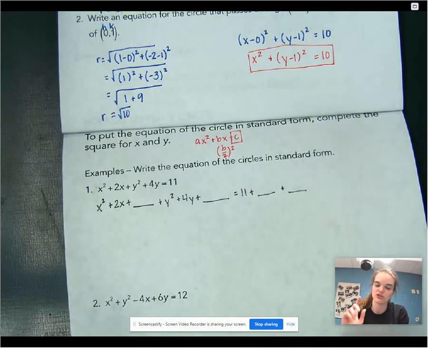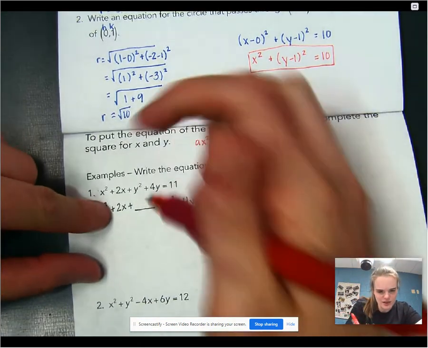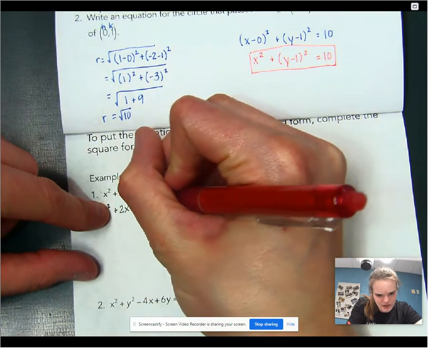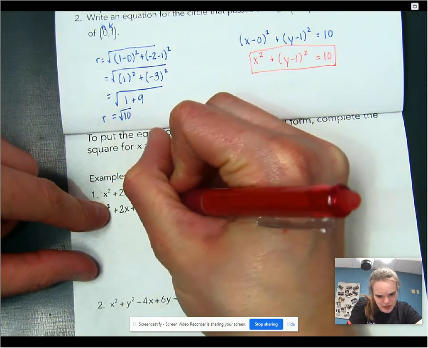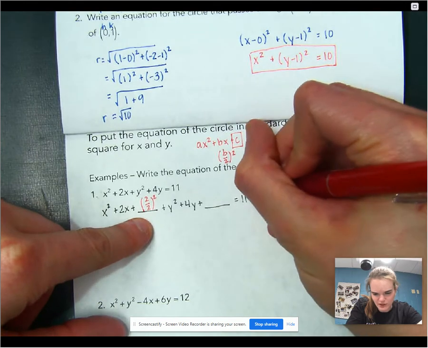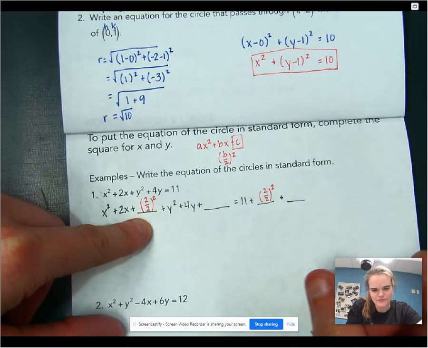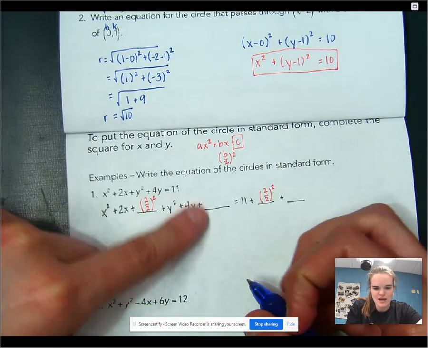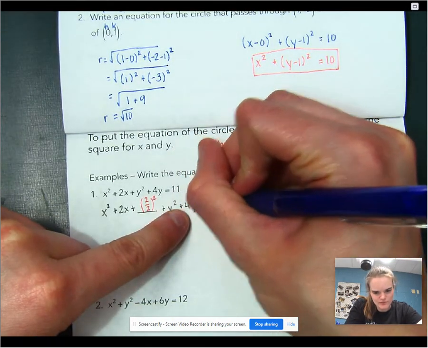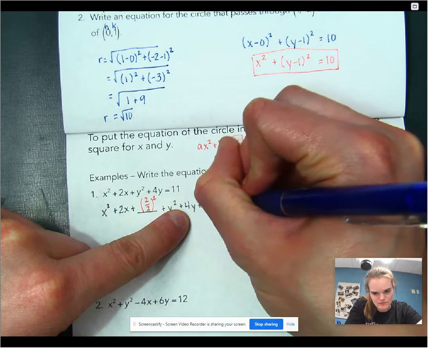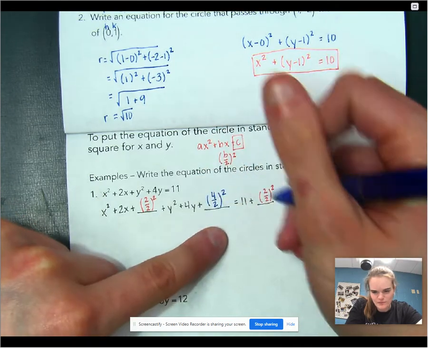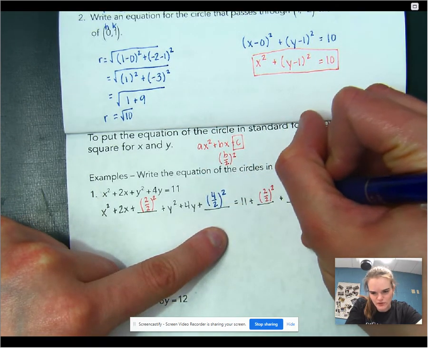Now, let's figure out what actually goes there. We take this value right here, divide it by 2, and square it. And I'm going to put it over here as well. Okay. For this one, I put this value in both places.